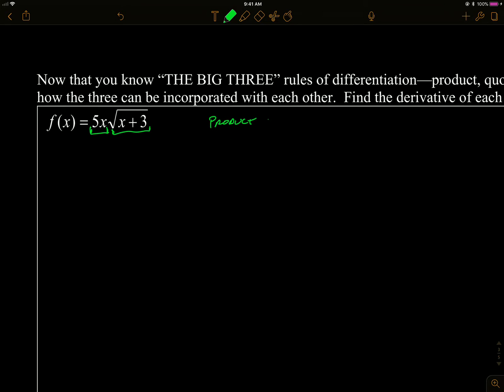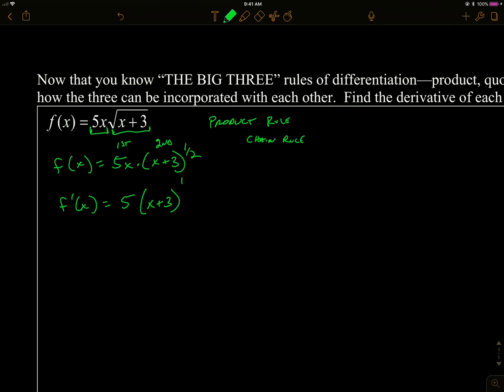In the process of doing the product rule, one of the derivatives of one of these 2 products is going to be a chain rule as I go. All right, so first this requires a rewrite of 5x times x plus 3 to the 1/2. So I'm doing product rule where this is my first function and this is my second function. So the derivative is going to be the derivative of the first times the recopy the second. So that's going to be x plus 3 to the 1/2 power. Plus, recopy the first, 5x, times the derivative of the second.